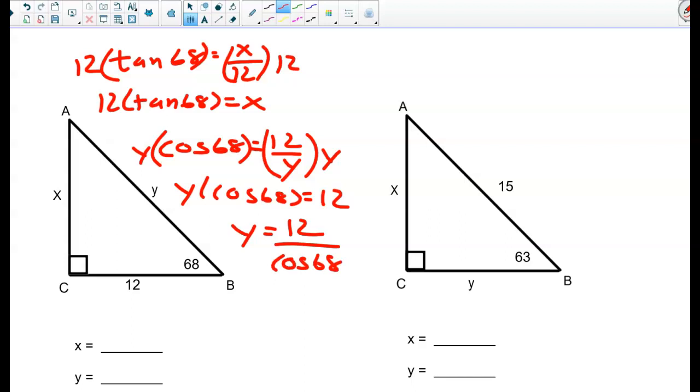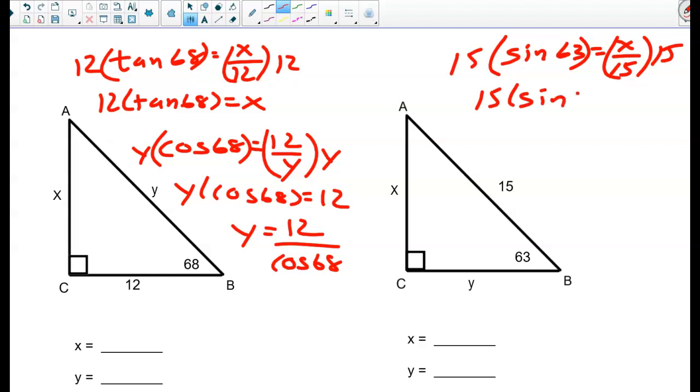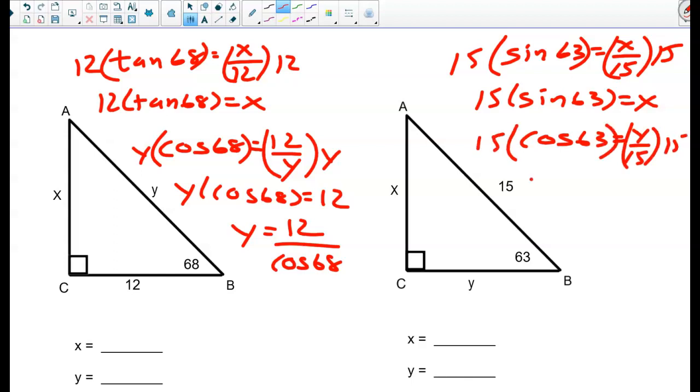Finally, it's always nice when you're given the hypotenuse. The sine of 63 is x over 15. Given the hypotenuse gives us two one-step problems. 15 times the sine of 63 is x. And then cosine of 63 is y over 15. We're going to multiply both sides by 15. And 15 times the cosine of 63 equals y.